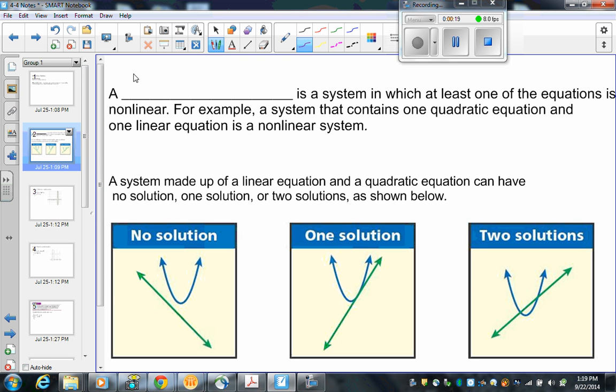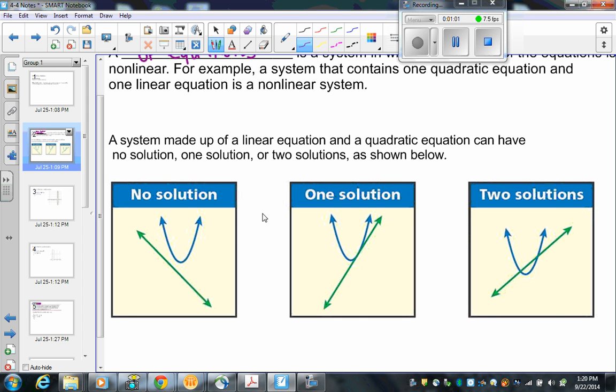So our first definition today is going to be a nonlinear system of equations. And this means it's a system in which at least one of the equations is nonlinear. For example, a system that contains one quadratic equation and one linear equation is a nonlinear system. So remember, when we're graphing something that's linear, it's always going to graph a line. So a nonlinear system is something that will not graph a line.